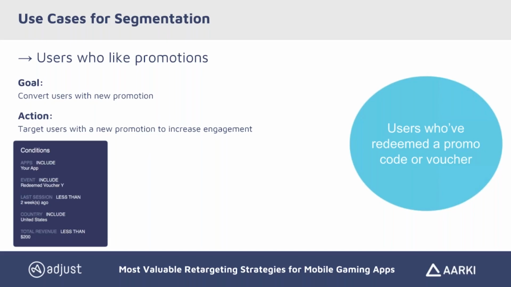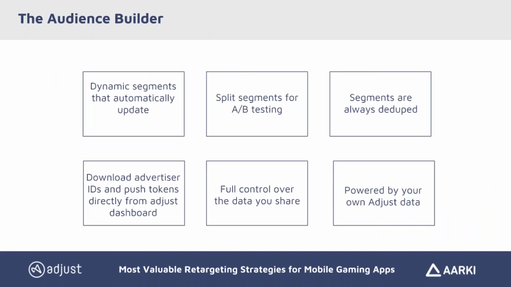The last example is users who like promotions. I think all of us do, but if you are an advertiser and you have a specific event that tells you when a user is redeeming a voucher code, then you can include it in your conditions. So you know that that user is often or only purchasing when they have some incentives, so you can retarget them with some incentives or some other vouchers.